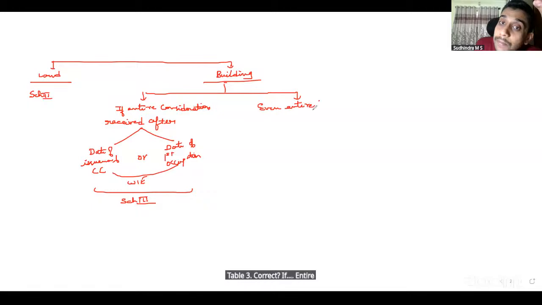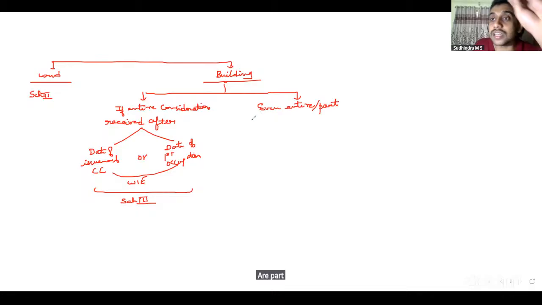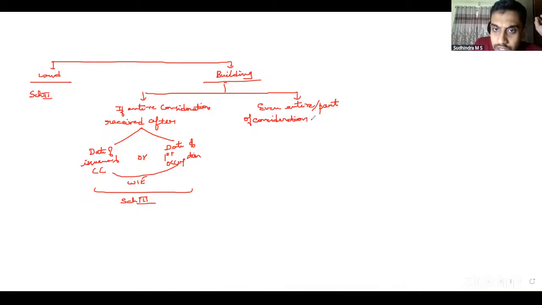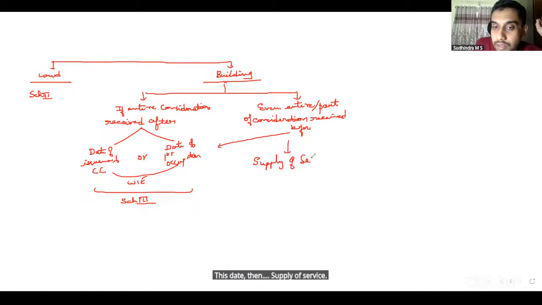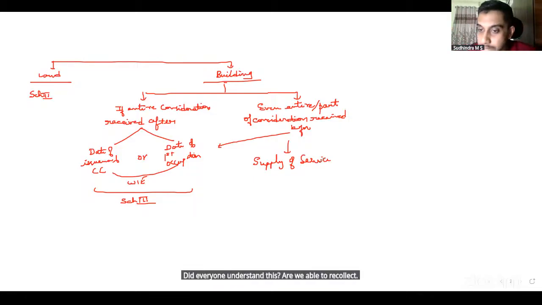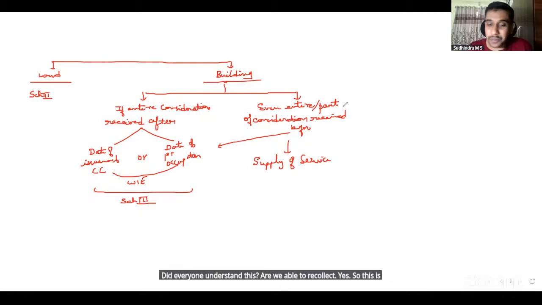If the entire or part consideration is received before that date, it will be a supply of service. So consideration either in full or part. Part of the consideration received before this date, then supply of service. Did everyone understand this? Are we able to recollect? Yes, sir. So these are the main aspects in Schedule 2.